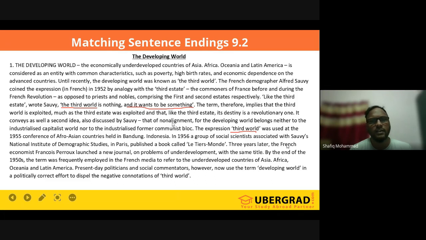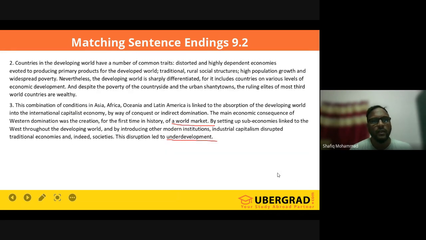The 3 years later, French economist, and so on. What did he say? Problems of underdeveloped country with the same title by the end of the term frequently employed. Then underdeveloped countries of Asia, and so on. Present day politicians, social, however, no use of term. So it is talking about the term here. Even in the second paragraph, you can see countries of the developing world have a number of common traits, resorted to highly dependent. They depend on economies of the developed world, isn't it? They evolved to producing primary products for the developed world.